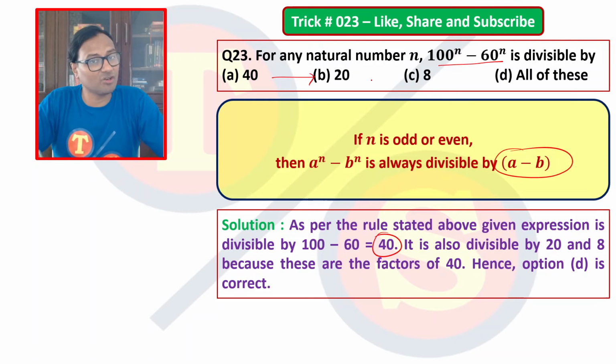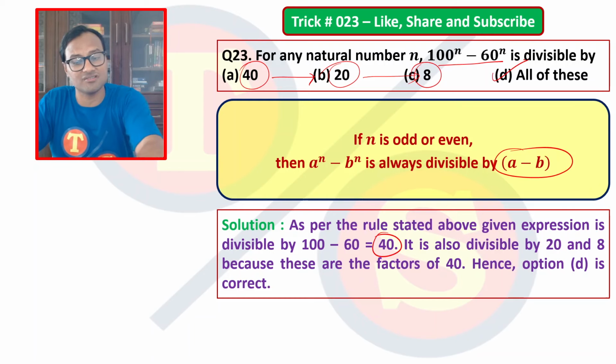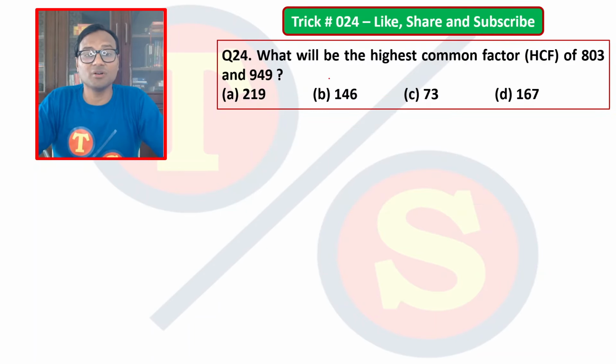Then 20 is a factor of 40. 8 is also a factor of 40. So definitely if it is divisible by 40, it is divisible by 20 and 8. So answer option D is the correct answer. Then question number 24. What will be the highest common factor of 803 and 949?